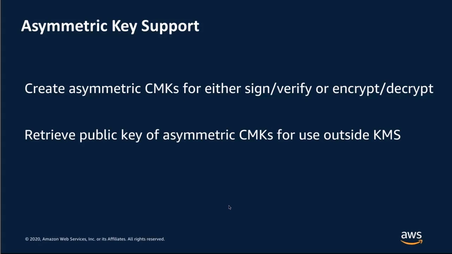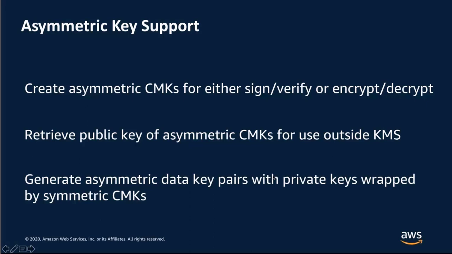Second, after you've created an asymmetric CMK, you will be able to download the public key associated with that asymmetric CMK and use it outside of KMS. Once you've downloaded the public key, you can share that public key with a third party to be able to take that public key and encrypt a piece of information, send it back to you, and have you call KMS to have that piece of data decrypted using the private key of that particular asymmetric CMK.